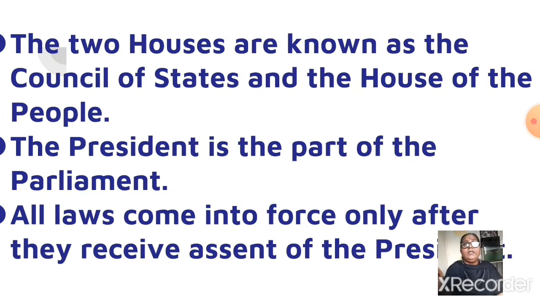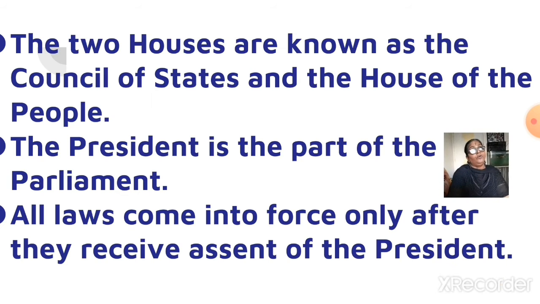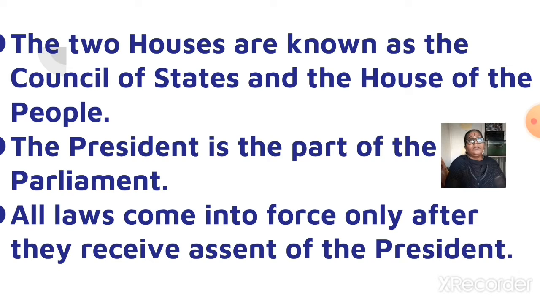Now children, let us talk about the parliament of our country. Our Indian parliament consists of two houses. It is also divided into two parts, that is two houses. These two houses are known as Council of States, that is the Rajya Sabha, and the other is known as Lok Sabha, the House of the People. So the two different houses are Lok Sabha and Rajya Sabha.